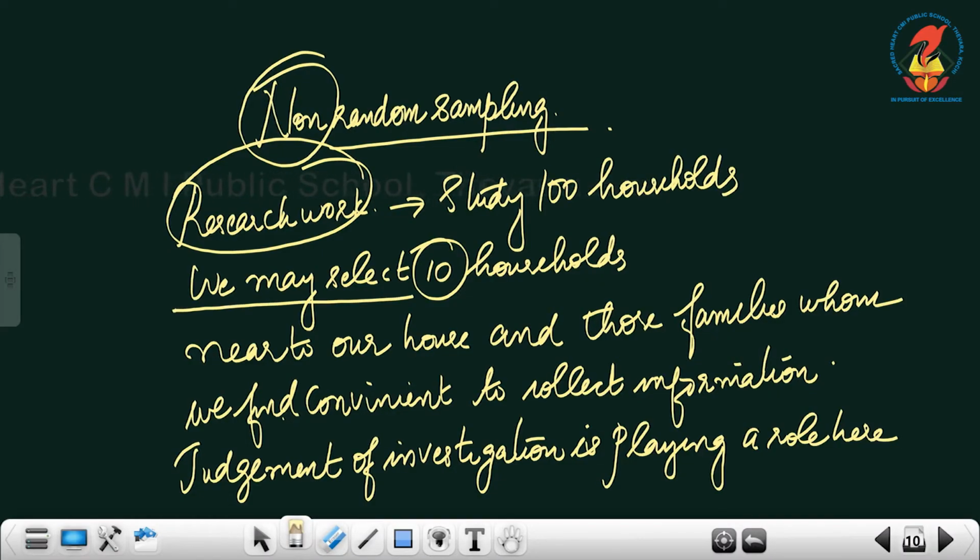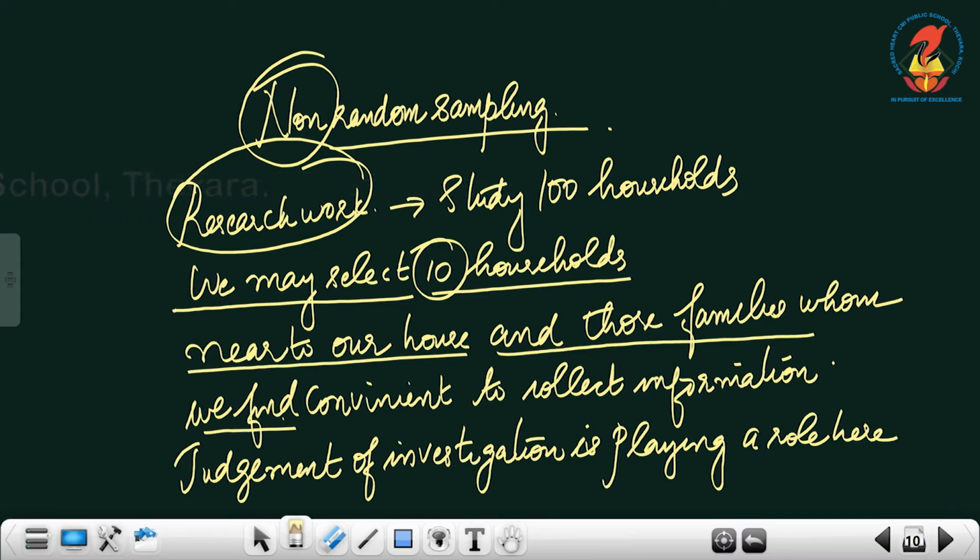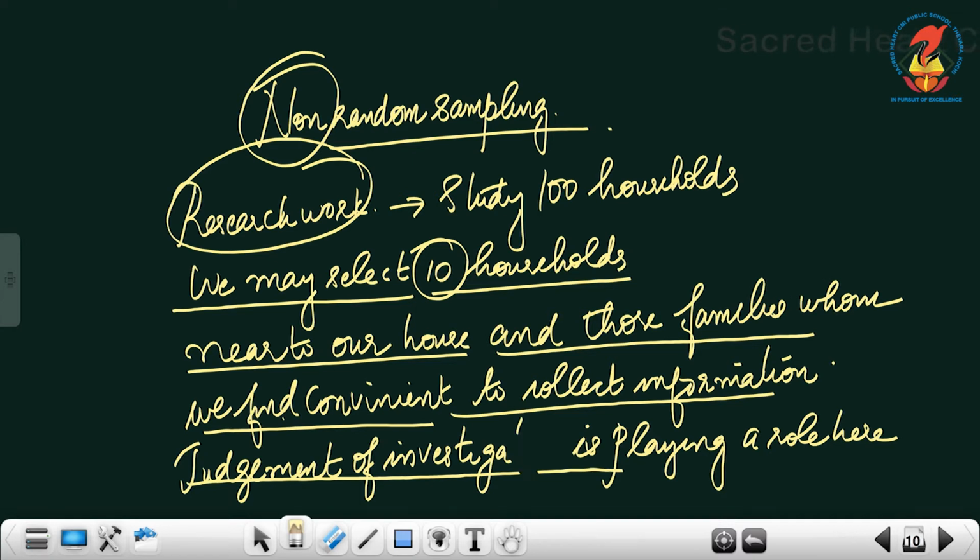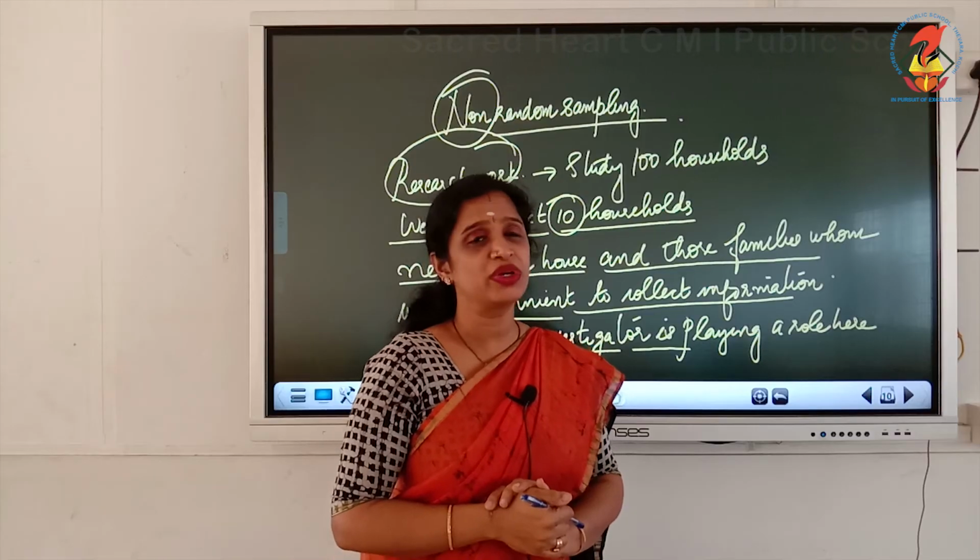Here we may select 10 households near to our house and those families whom we find convenient to collect the information. Therefore, we can say according to non-random sampling, the judgment of the investigator is playing a very important role here. That is what is happening here.